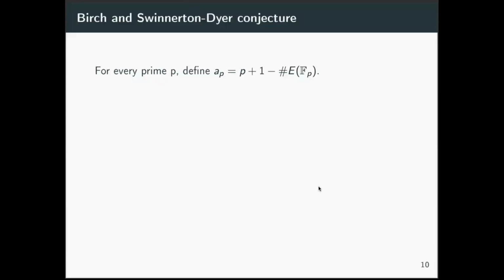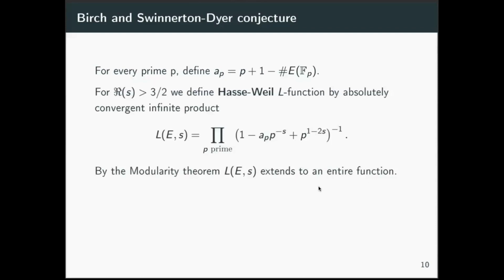So for each p, you define this number, and then you can define the following Hasse-Weil L-function associated with the curve. If the real part of s is greater than 3/2, then this product will be absolutely convergent. And the famous modularity theorem tells us that this product, with some correction, can be extended to a holomorphic function on the whole of C.